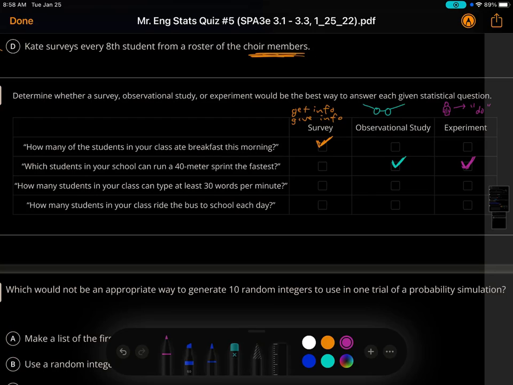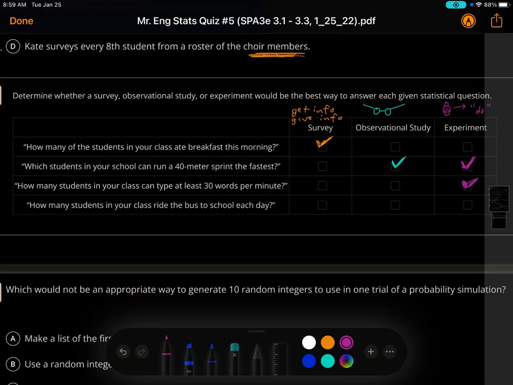Okay. Question number, this third one there. How many students in your class can type at least 30 words per minute? Okay. You can watch them, but I think you really would have to do some kind of experiment, right? Everyone take out your Chromebooks, go ahead and type. Okay, they have to do something.